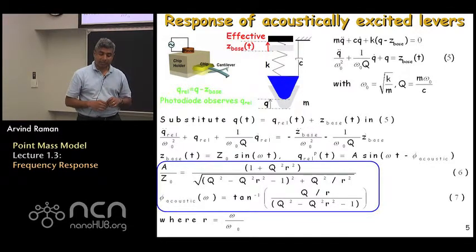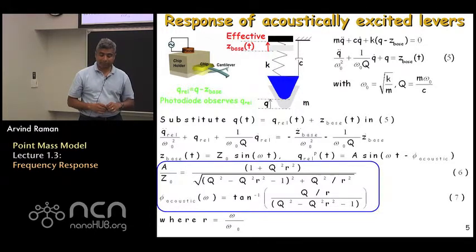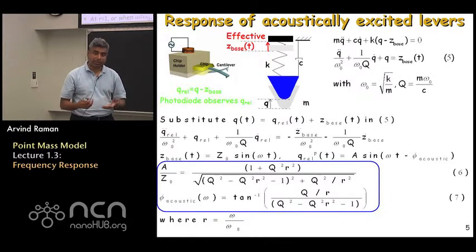That's equation 6. It's written out in terms of the Q factor, and R, which is the ratio of the drive frequency or excitation frequency to omega naught. The second is the phase of the measured response of the cantilever with respect to the base motion of the cantilever. So equations 6 and 7, just by looking at them, are very different in form and dependence on R compared to the directly excited cantilevers. And let's plot out a few example cases.